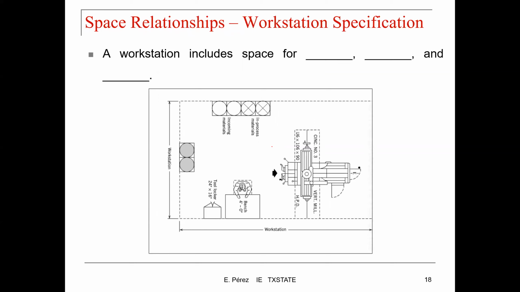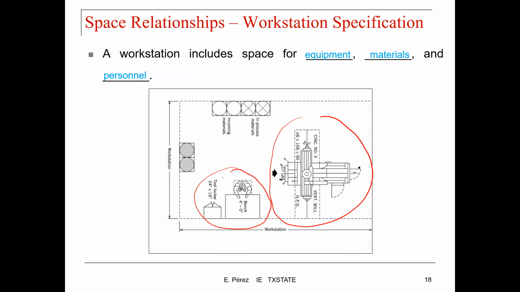In terms of workstation space, workstations include space for equipment, materials, and personnel. So in this example, we are showing a workstation, and this is for a manufacturing space in which we have some machines. And then we have also the space for the operator. And then we have some space for the materials or the product that is being worked on in this workspace.